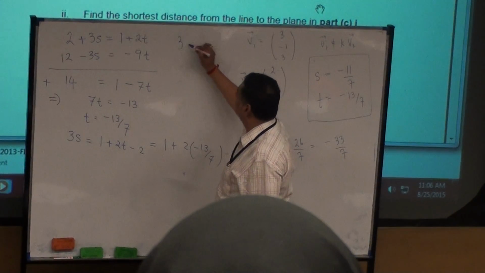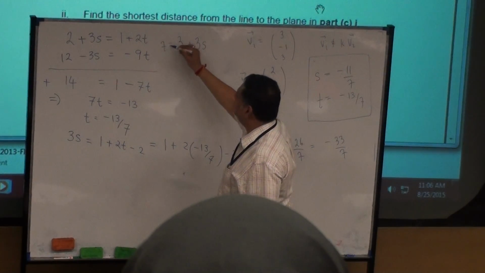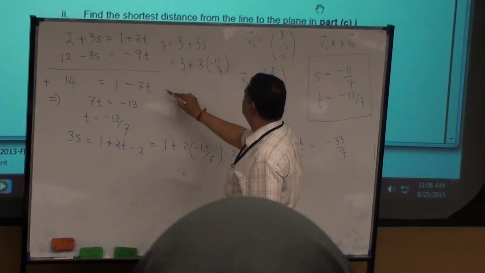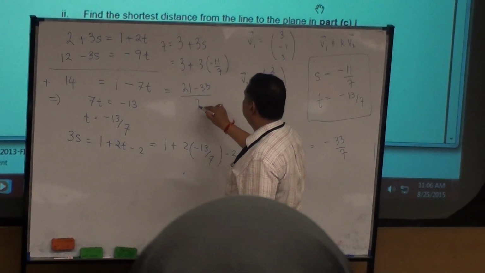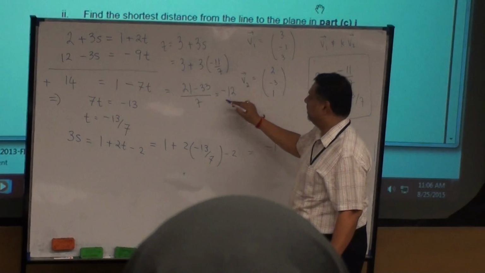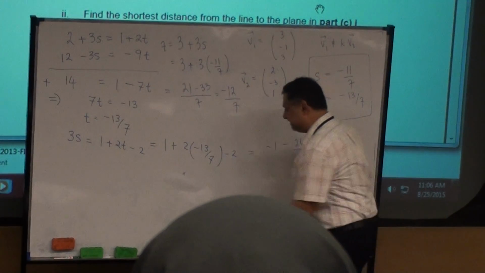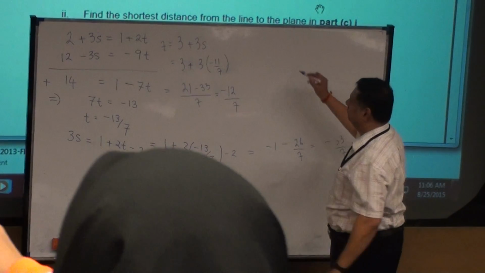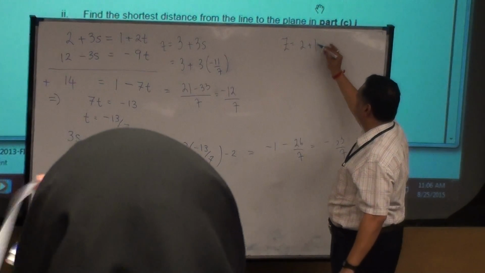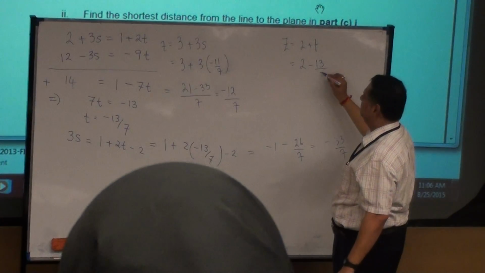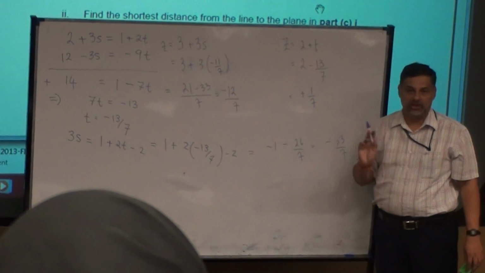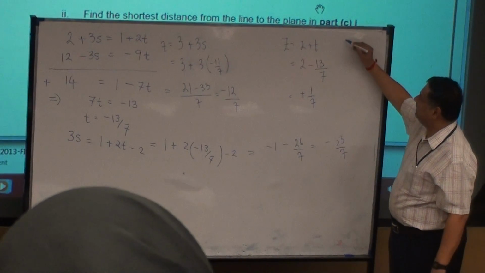Now let's look at the third coordinate. The z for line 1 is 3 plus 3s, which equals 3 plus 3 times minus 11 over 7. So it is 21 minus 33 over 7, and you get minus 12 over 7. That is the first z coordinate. For the second one, z equals 2 plus t, so this is 2 plus minus 13 over 7, which is plus 1 over 7. Are these equal? No, so they do not intersect. That means they are skew lines.